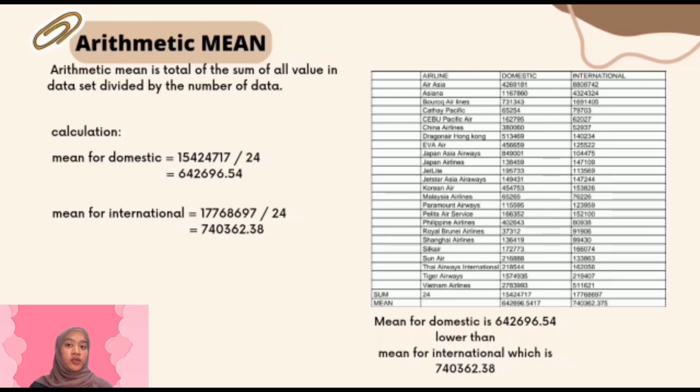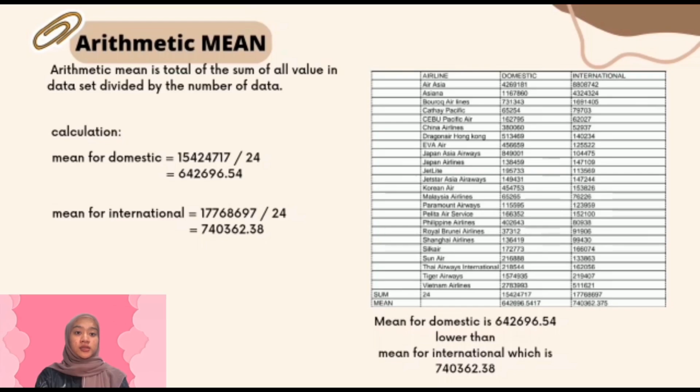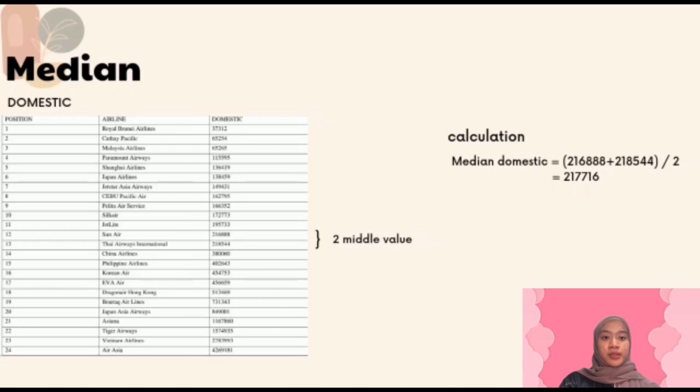The total value of international passengers is 17,768,697 divided by 24, the number of data points. So the answer is 740,362.38. The conclusion for the arithmetic mean, as you can see, is that the arithmetic mean for domestic passengers is lower than the arithmetic mean for international passengers. The second method is the median.